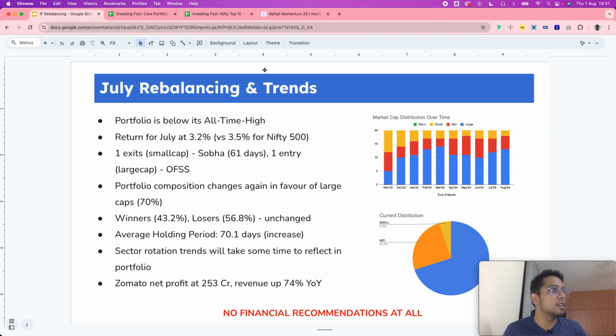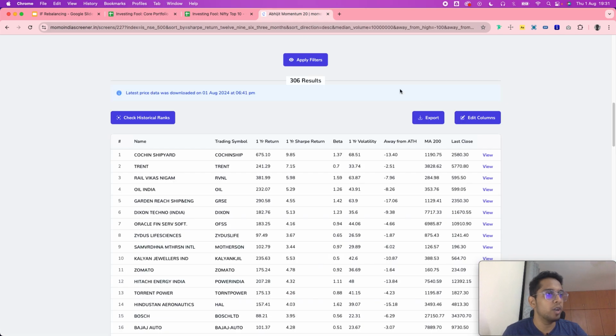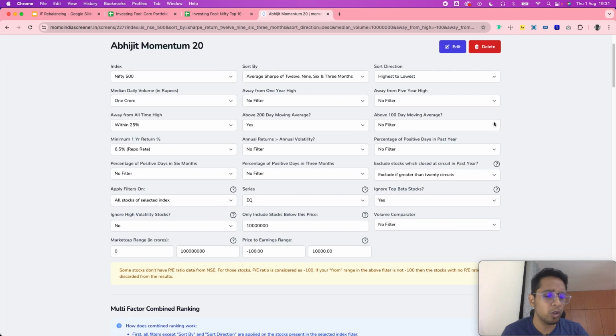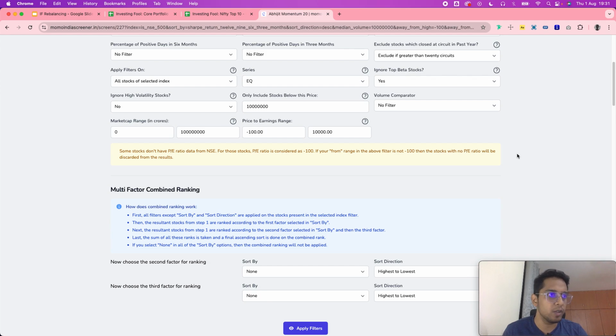So let's take a look at the screen. How do we do this, right? The basic funda is this is your portfolio. Imagine this is my portfolio before rebalancing. I will check one by one all these stocks whether they are there on the Momo India screener as well. For those of you who are new to this video, you can go and check out our previous videos on our strategy and the screener as well.